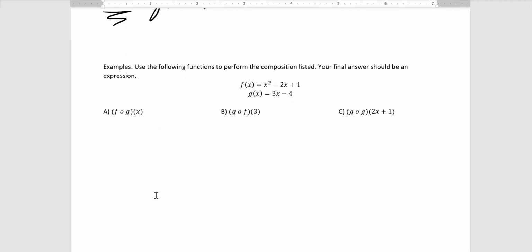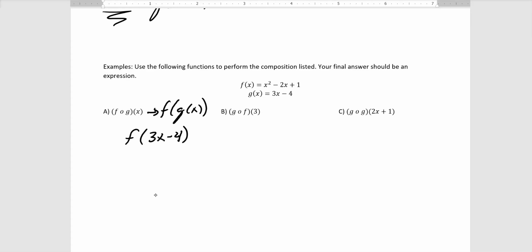So f of g of x is the same as f of g of x. So here's my example. g of x is 3x minus 4. So I'm going to plug that in for this parenthesis. So I will have f of 3x minus 4. Okay, now from here, I'm going to put 3x minus 4 in for x.